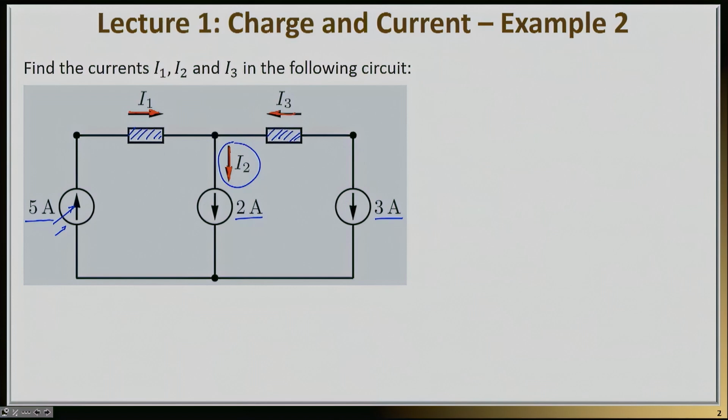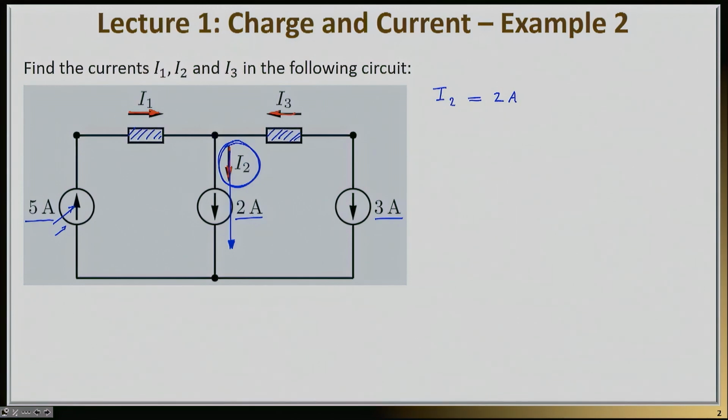I'm going to start with the current I2 because that's probably the easiest one for you to see how much is the value. So I2 is really a downward current and is really the current that flows through the current source that has a value of 2 amps. So it really doesn't take much guessing to say that the current I2 will be equal to 2 amps. It's really the current that flows through this current source whose value is already known.